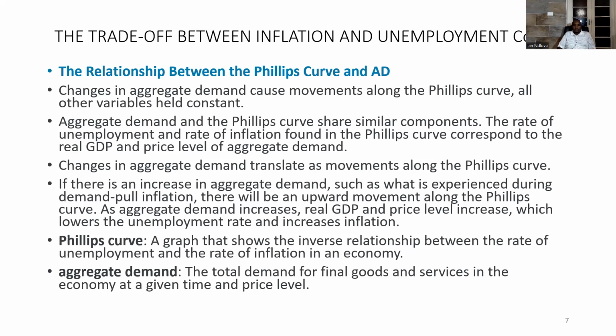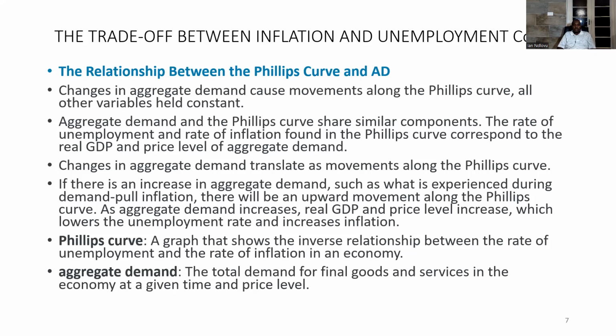As aggregate demand increases, real GDP and the general price level increase, which lowers the unemployment rate and increases inflation. So movements or changes associated with our aggregate demand translate to movements along the Phillips curve. And then what follows is just a rehashing of the definitions, especially the definition of the Phillips curve that I've already given you. And I can rehash the definition of aggregate demand. It's the total demand for final goods and services in an economy for a given time and a given price level.